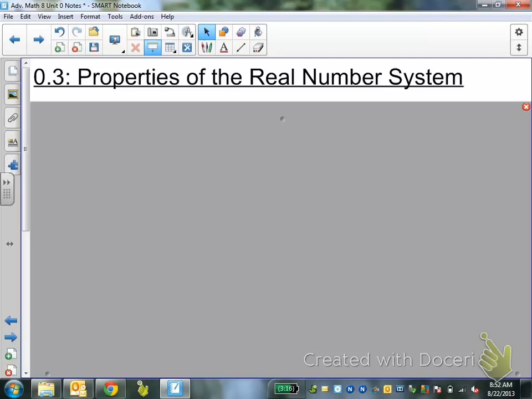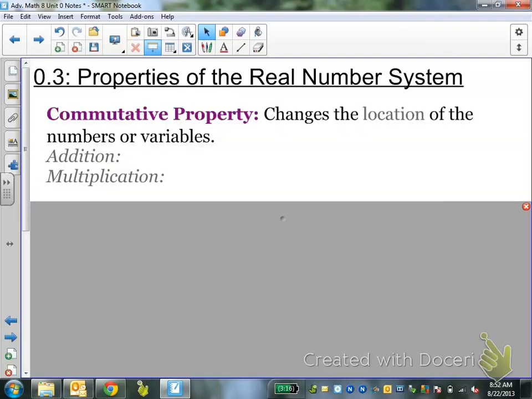So for unit 0.3, we're going to be looking at properties of the real number system. And we have 5 properties that we're going to be looking at. The first property is the commutative property. The commutative property changes the location of the numbers or variables.